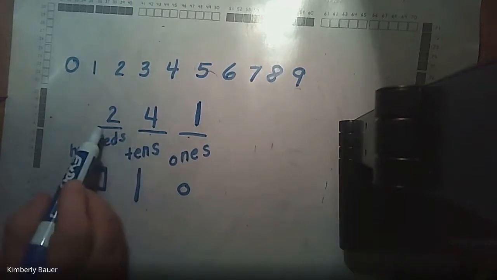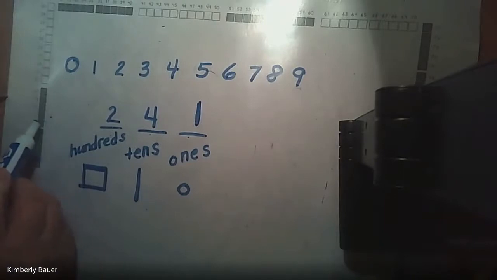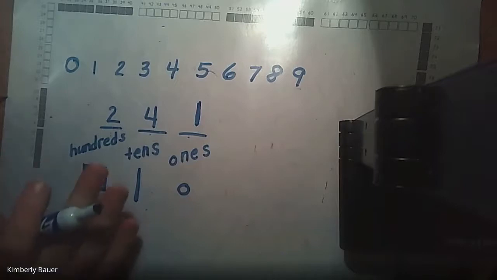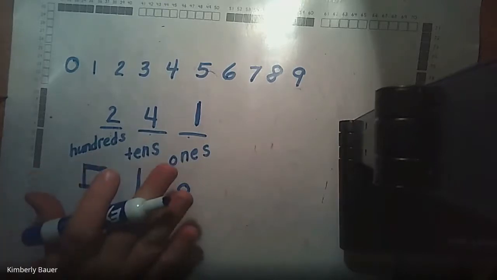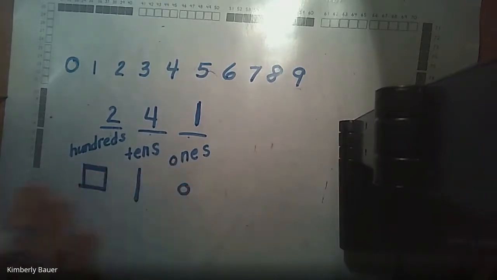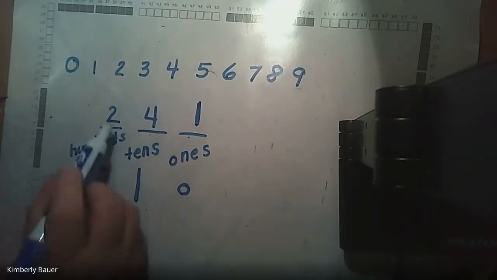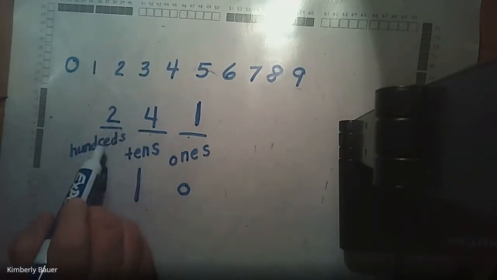Now we could keep going. We could keep doing another digit and another digit and another digit. We could keep going for the next 10 years because numbers never end. They never end. You can always put another place. But for today, we're just going to focus on 3-digit numbers.